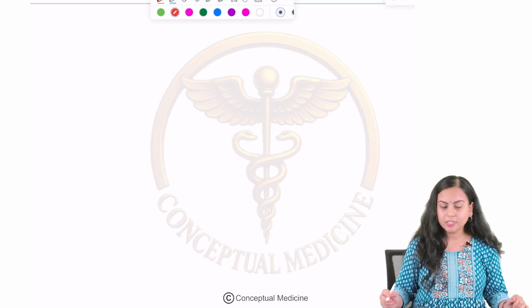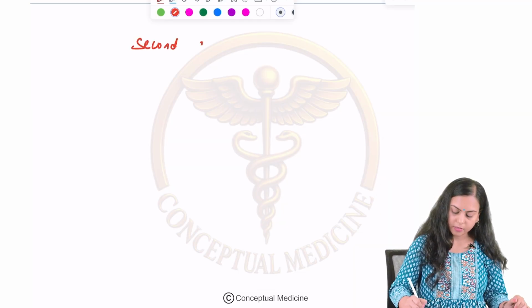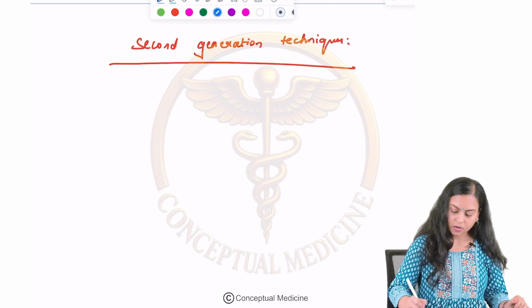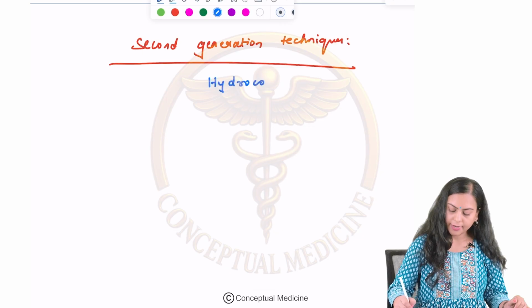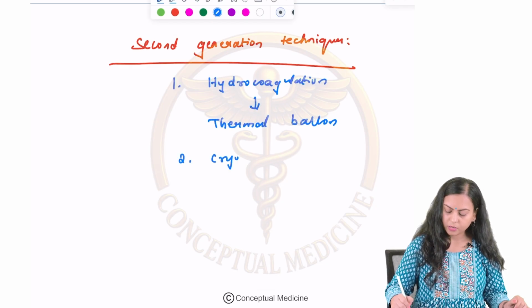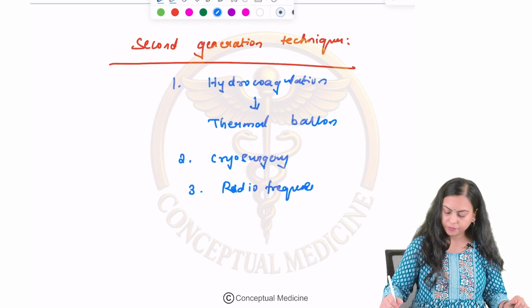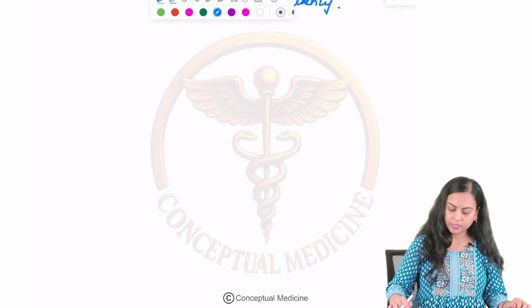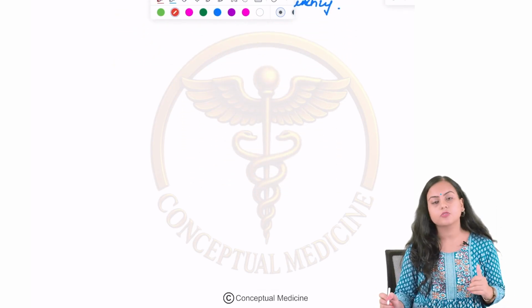Now, the second generation endometrial techniques include hydrocoagulation, that is using a thermal balloon, or cryosurgery, or using radio frequency, etc. Right? Now let's discuss about the results of ablation therapy.